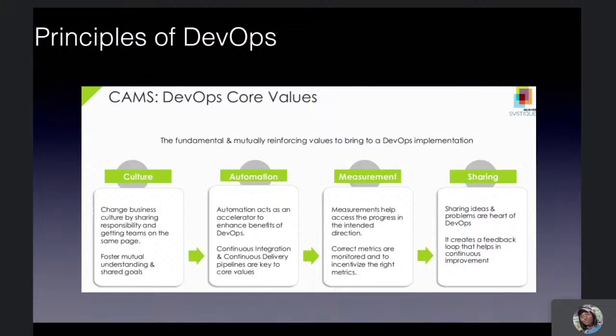And then sharing, very important, and which is closely linked to culture. Everybody must be ready to share their ideas, share their problems. If something goes wrong in production, don't try to hide it. Open it up so that people can think about it, share ideas, and find a way around it. So feedback is extremely important for DevOps teams to be successful.